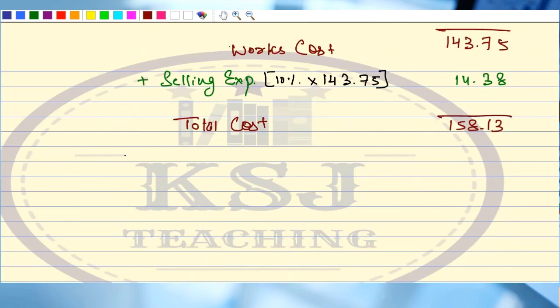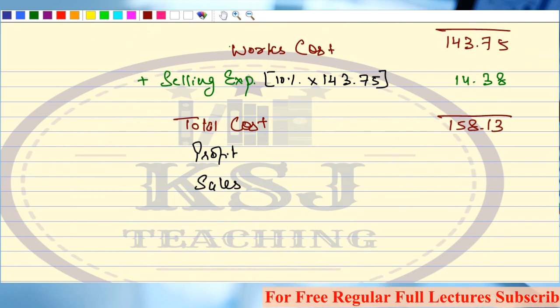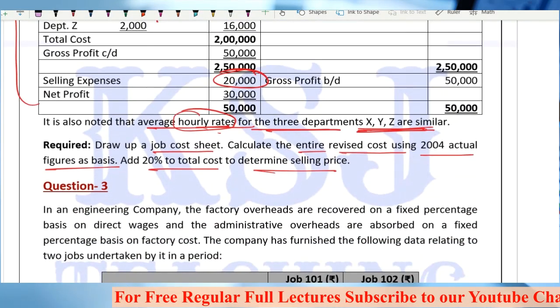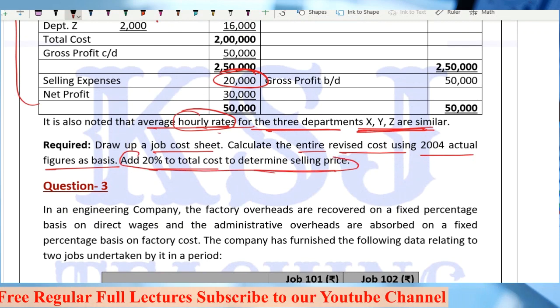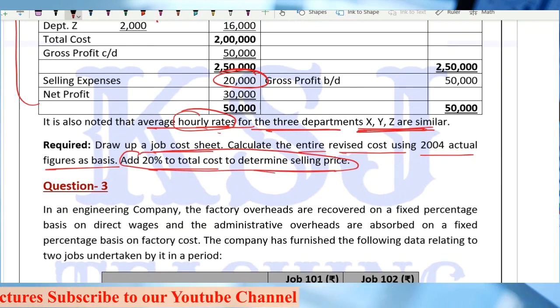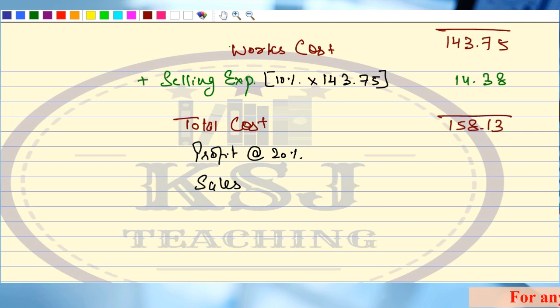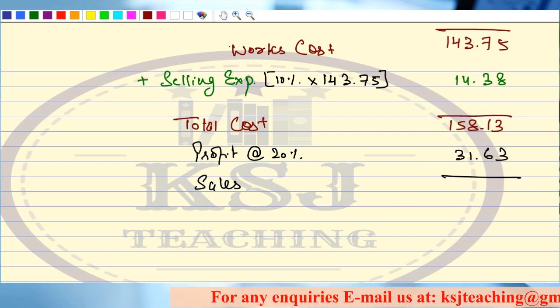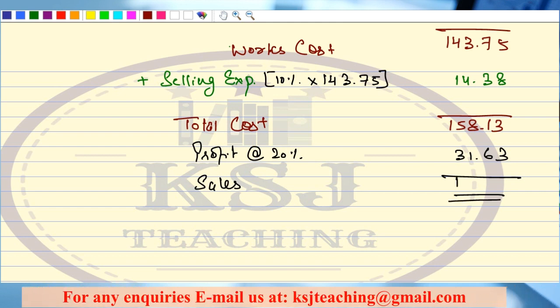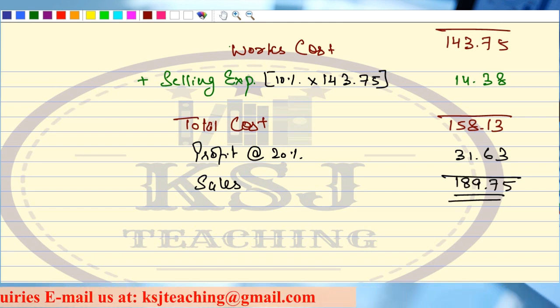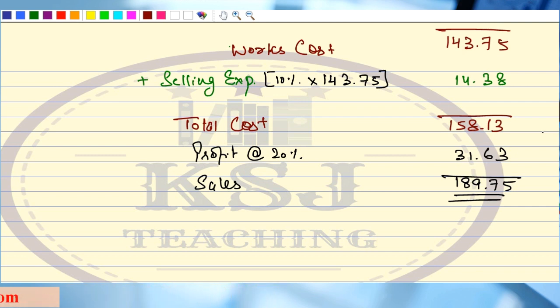Now, what about the profit and the sales, sir? The sales figure is not given to you, but there is information that is given to you regarding the profit. Read the question carefully. The last line says add 20% to the total cost to determine the selling price. That is, 20% is my profit. So profit at the rate of 20% comes to 31.63. So my total sales value for this particular job is 189.75. Any doubts? I hope this is clear, right?